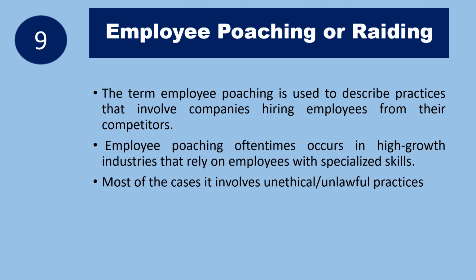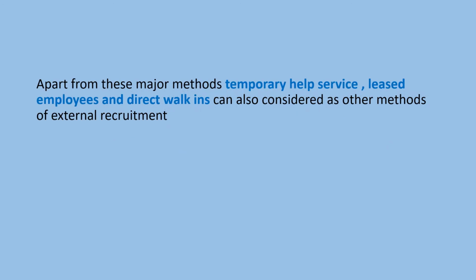This is a kind of unethical, unlawful practice. However, as a mode or source of recruitment, we can consider this also a source of recruitment. So these are basically nine external sources of recruitment, and there can be various other modes, such as temporary help services, leased employees, and direct walk-ins, which are similar to casual applications. All these can be considered various external sources of recruitment.